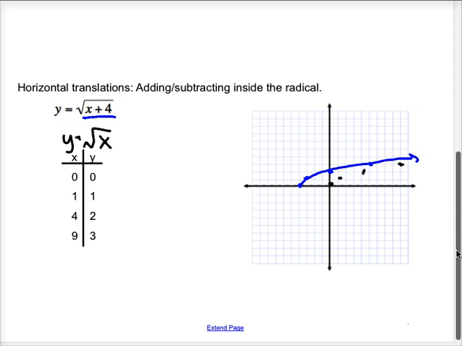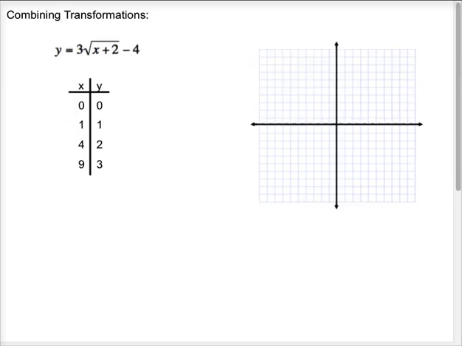All right, and that means that is going to be my graph. So again, so far nothing too complicated. All we're doing is plotting that basic table and then shifting the points accordingly. All right, so now we're going to be combining transformations.